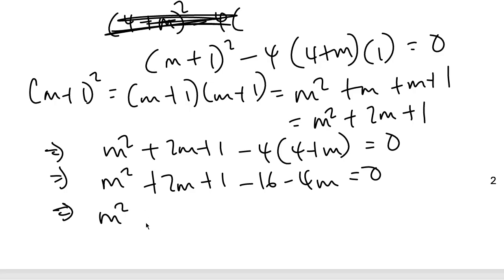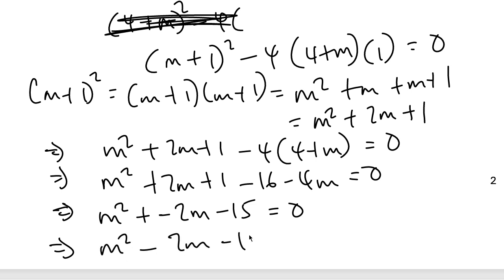So that will be m squared plus 2m minus 4m, which is negative 2m, and then 1 minus 16 is negative 15, equal to 0. So that's m squared minus 2m minus 15 is equal to 0.